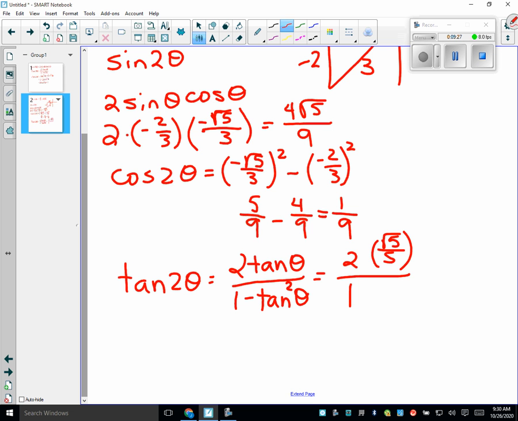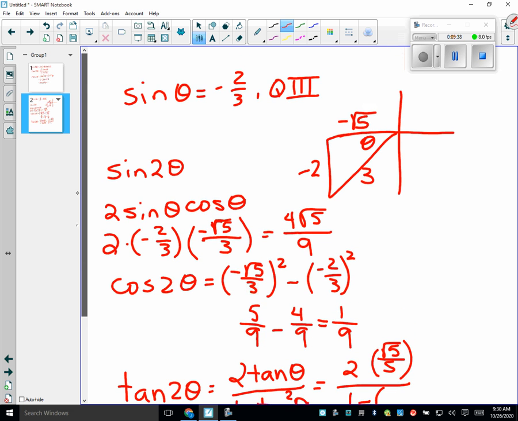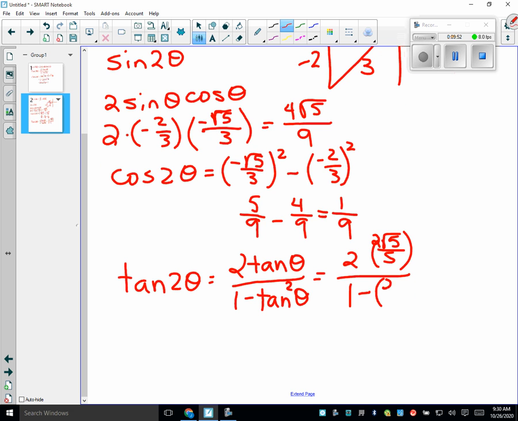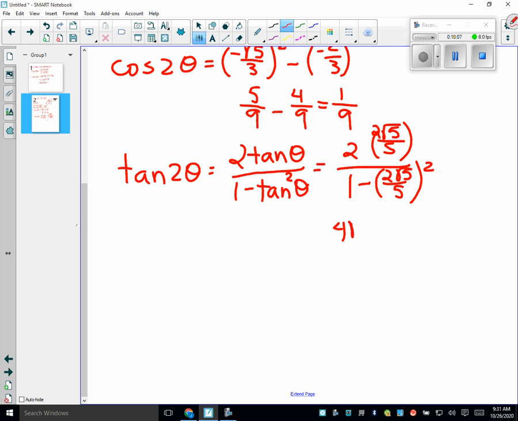Over 1 minus tangent... Is that tan? That's not tan theta. It should be a 2, shouldn't it? Yeah. So is this 2 radical 5 over 5 squared? Right? It is 4 radical 5 over 5 over 1 minus 4 fifths.